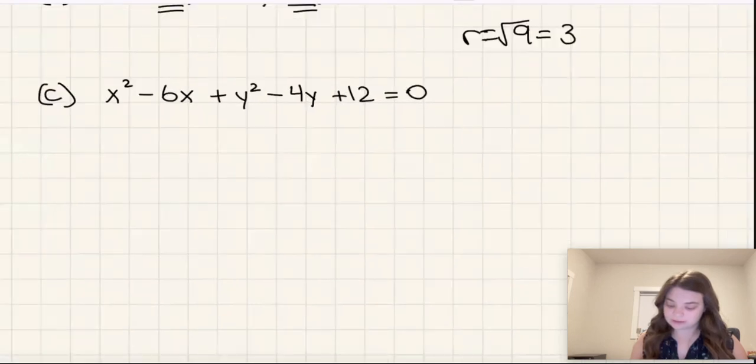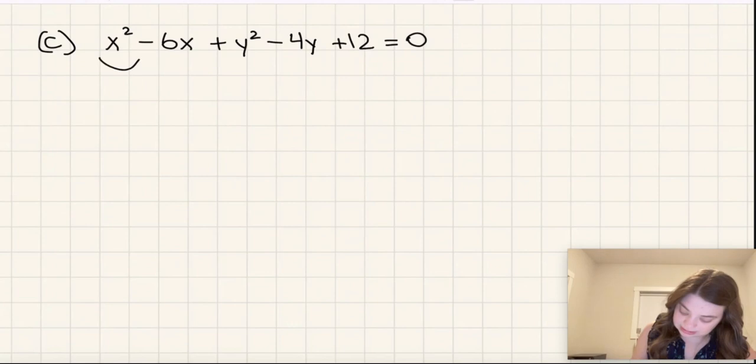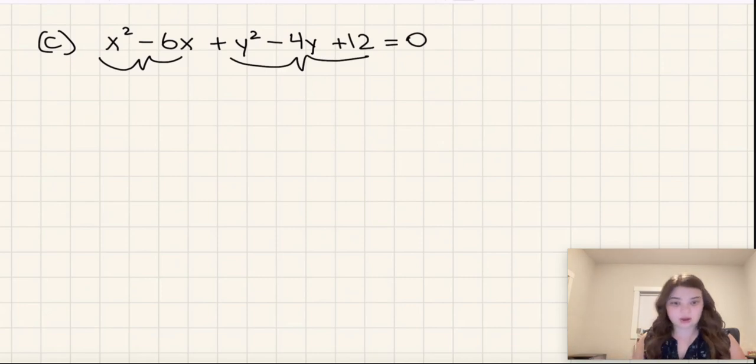So to complete the square of this one, the first thing I'm going to do is take the non-leading coefficient of x and the non-leading coefficient of y, and we're going to divide them by 2 and square them. And however much that is, that's the amount that we should add to both sides. Now in this case, 12 is already added to this side, and so we can also take that into account if we wish as well.